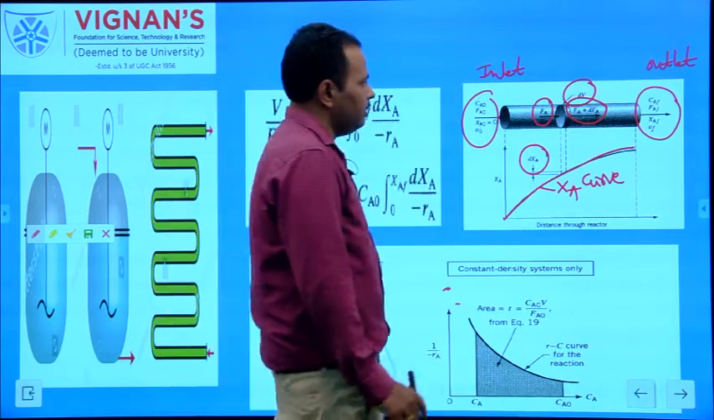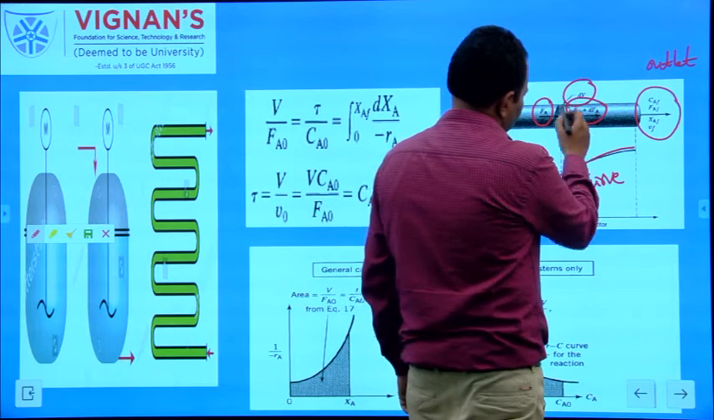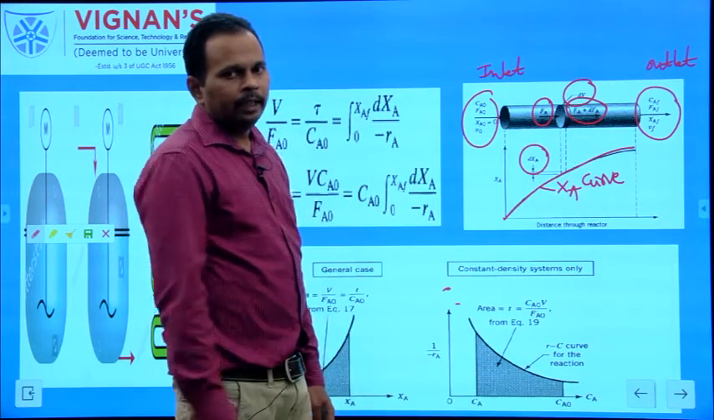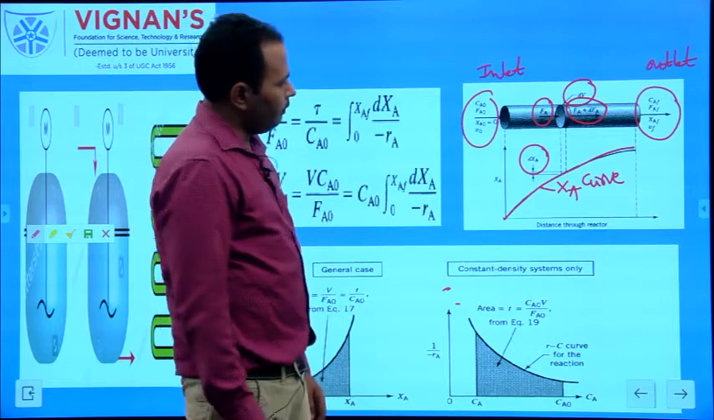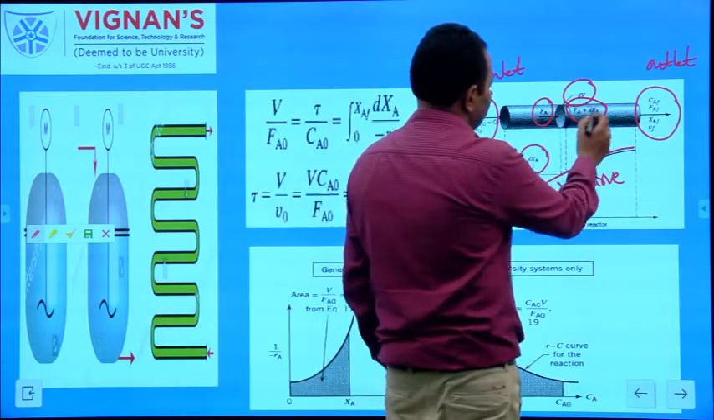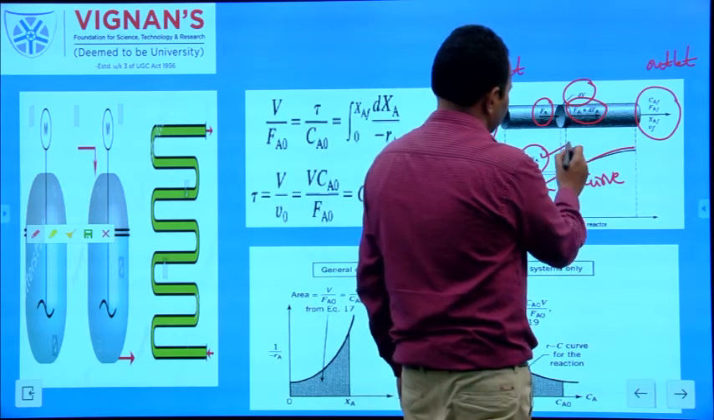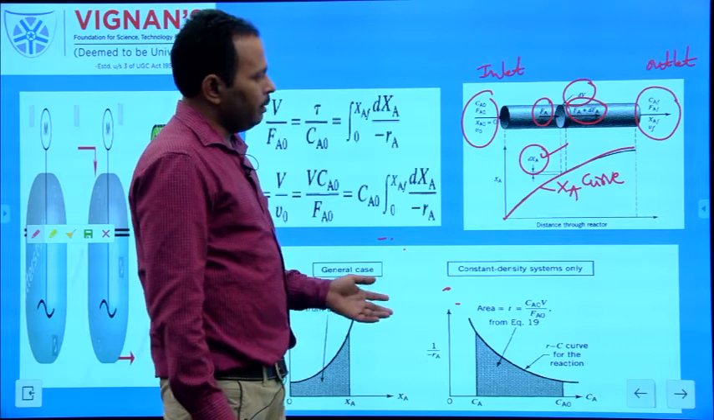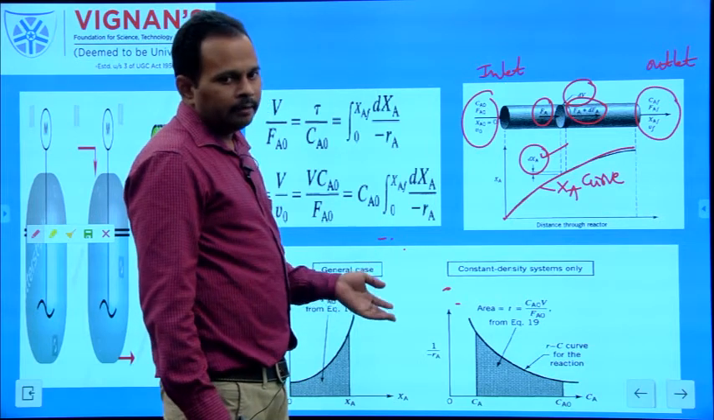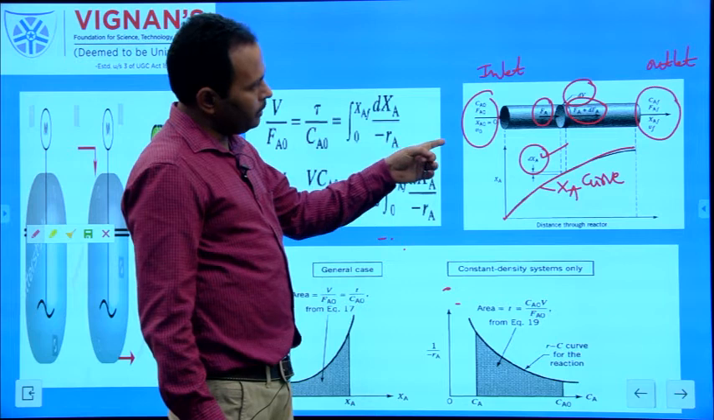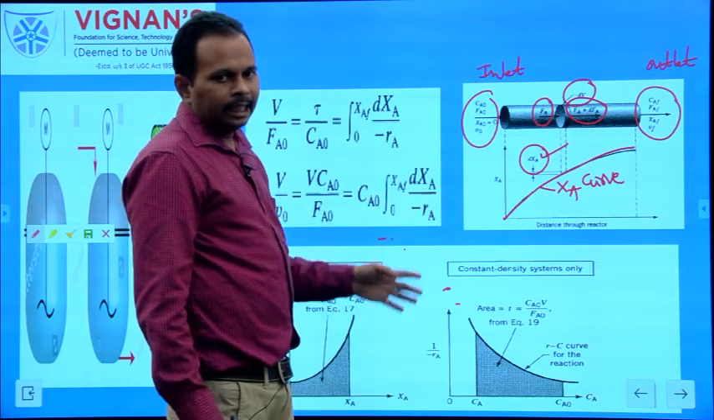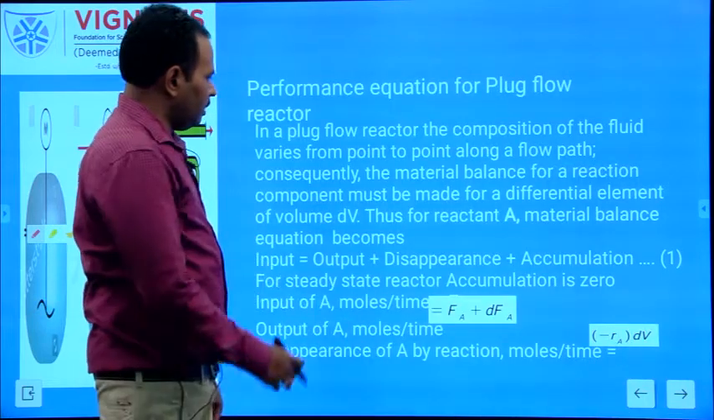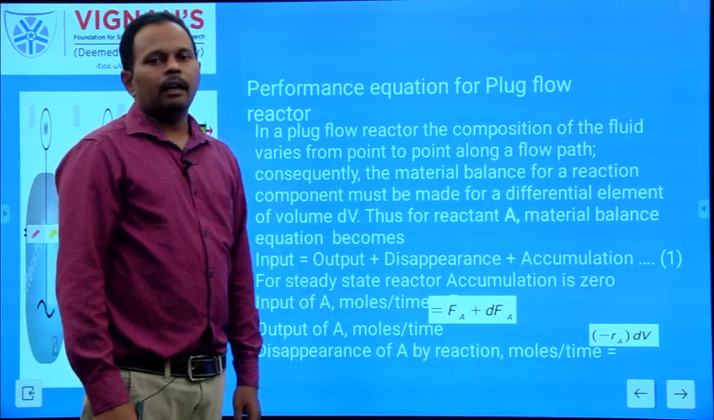And also, since the concentration is not uniform, here we have to break it down into small volume elemental strips. Here we have taken the volume element dV, and for that the inlet is FA, the outlet is FA plus dFA, and the conversion is dXA. So, with the help of this information, we can apply the material balance equation to the volume elemental strip dV, and then integrate to the whole reactor to give the complete performance equation for PFR.